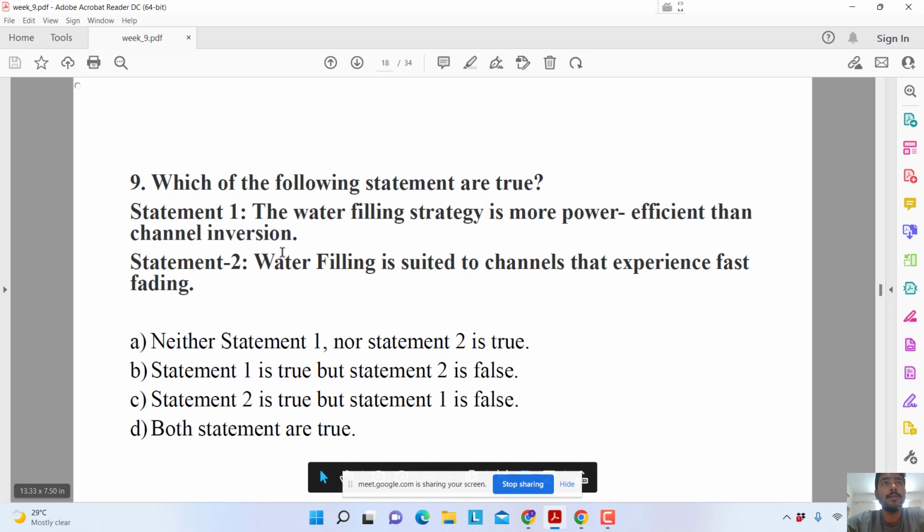So again I'm repeating. Question is which of the following statements are true? The first option is the water filling strategy is more power efficient than the channel inversion. Next, the water filling is suited to channels that experience fast fading.